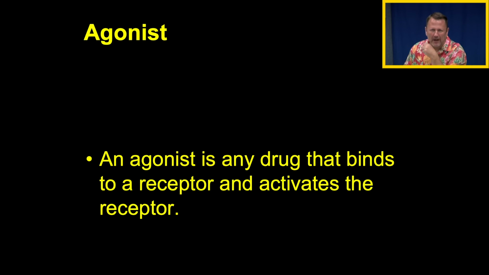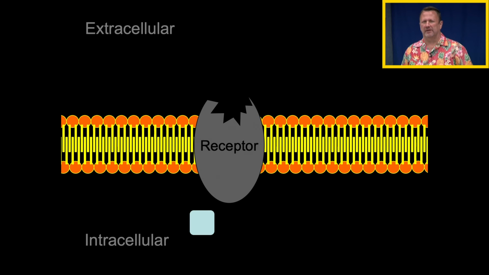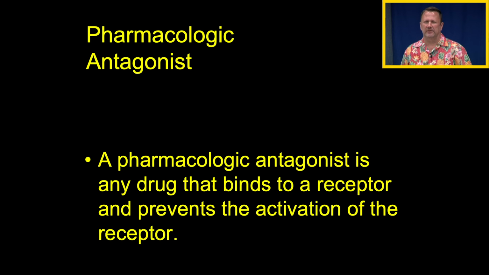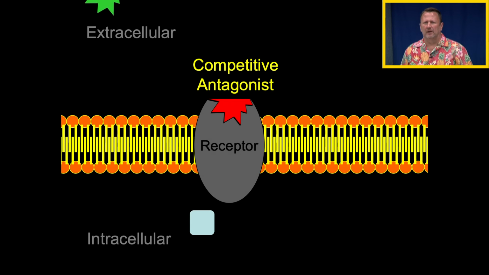All right, so again, the agonist is any drug that binds to a receptor and activates the receptor. I think we've seen this. Yes, we have. So there, my agonist is binding to the receptor. All right, well, here's my competitive antagonist binding to the agonist binding site, and it prevents the agonist from binding.